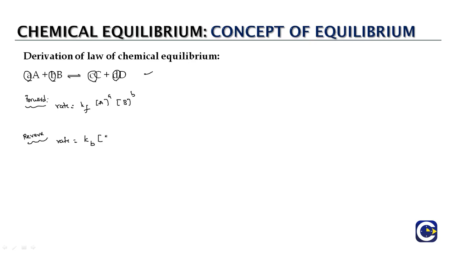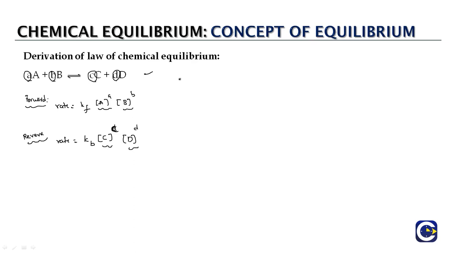So the backward reaction would mean C and D combining to give A and B back. So for the reverse reaction, the law of mass action will give us the rate to be Kb into concentration of C power small c into concentration of D power small d. Here we may be representing the active mass as a concentration, or we may be representing it as partial pressure. So here we'll just go with the idea of active mass.